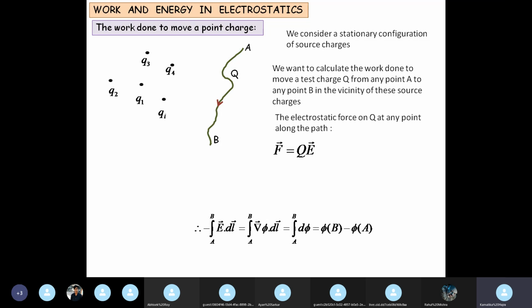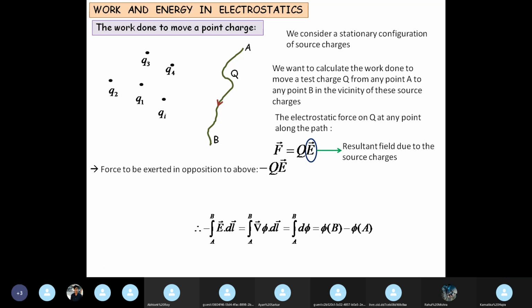Now, the electrostatic force on Q at any point along the path is given by QE. We have done this earlier, that field is equal to force per unit charge. So force is equal to Q into electric field. And this field, remember, is the resultant field due to the source charges, using the superposition principle.